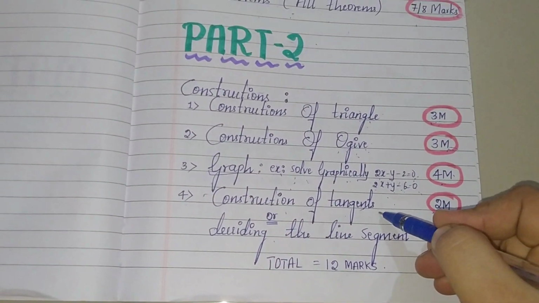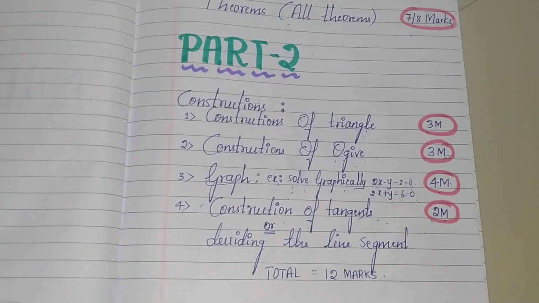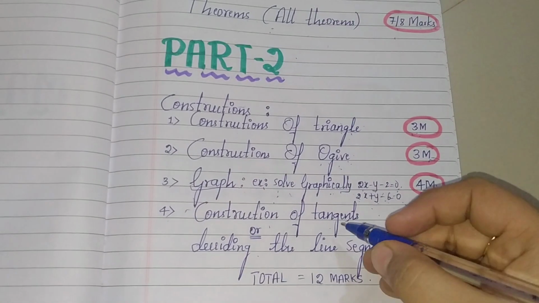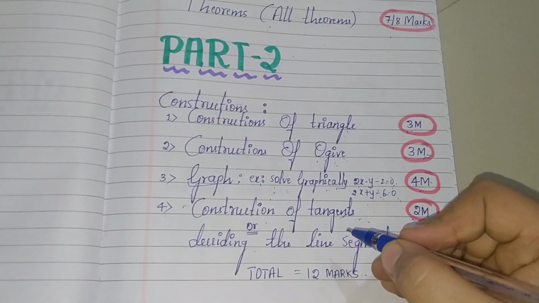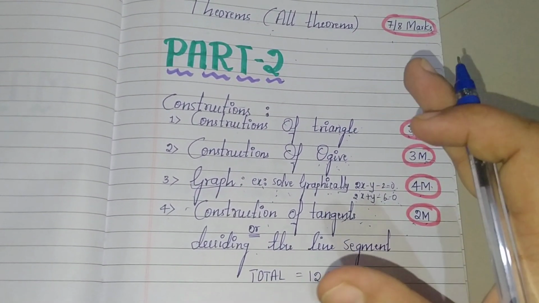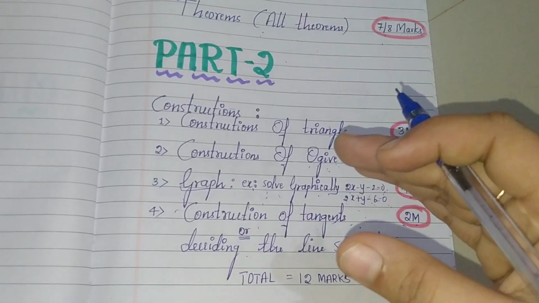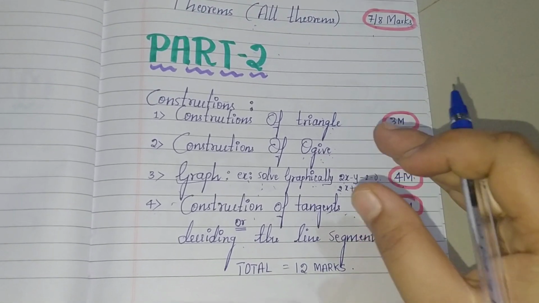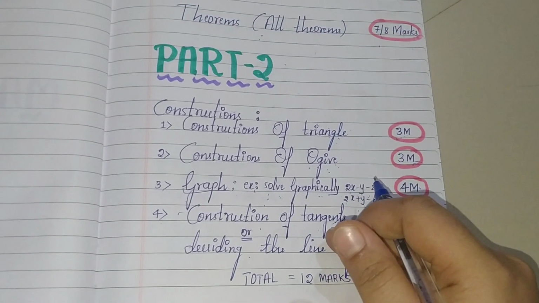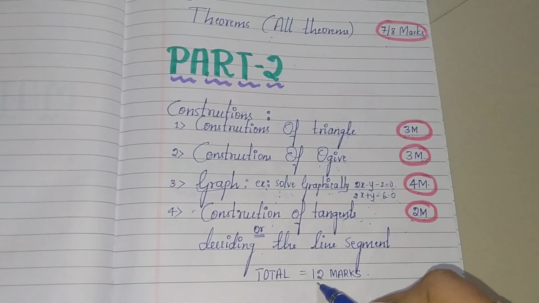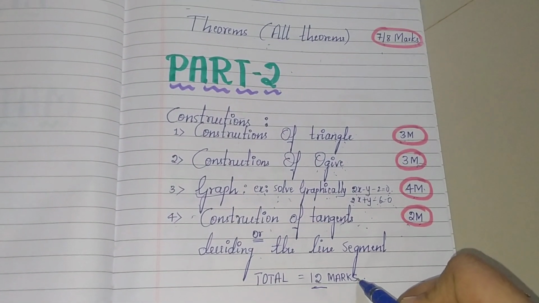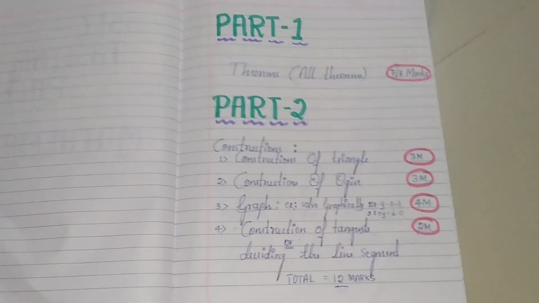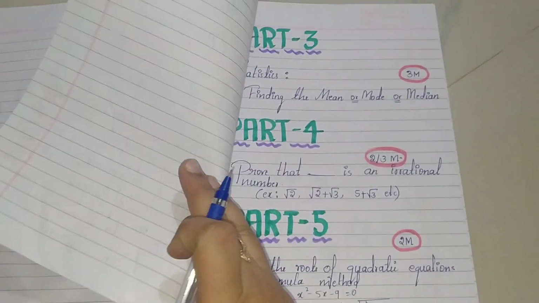Next thing is construction of tangents. Which kind of questions will come here, you are probably thinking. For example, construct a circle of radius 4 centimeter and draw a tangent at any point by using its center. This kind of problem may come in part 2. Totally you are going to get 12 marks from part 2, and from part 1 you are going to get 7 to 8 marks.